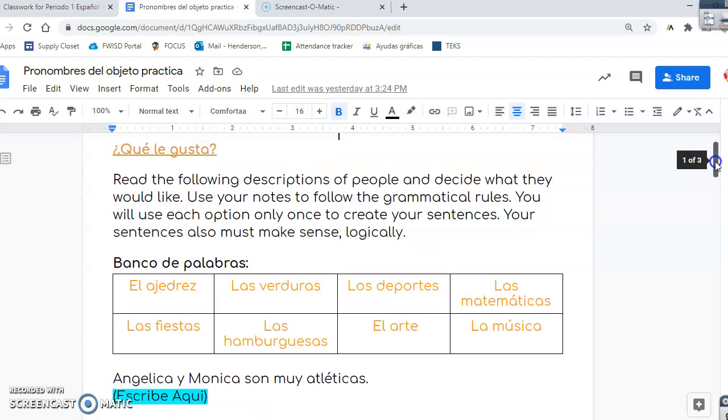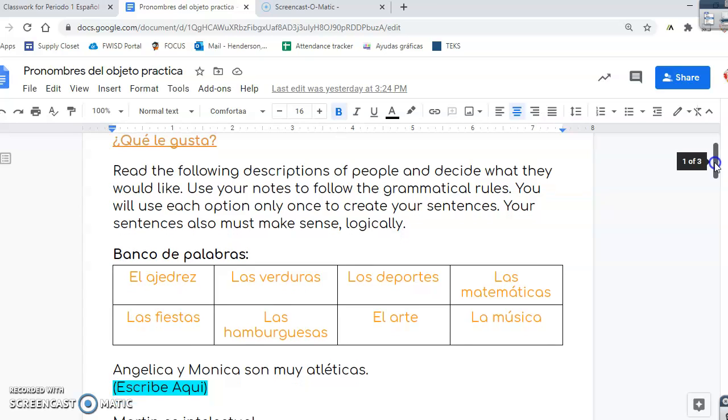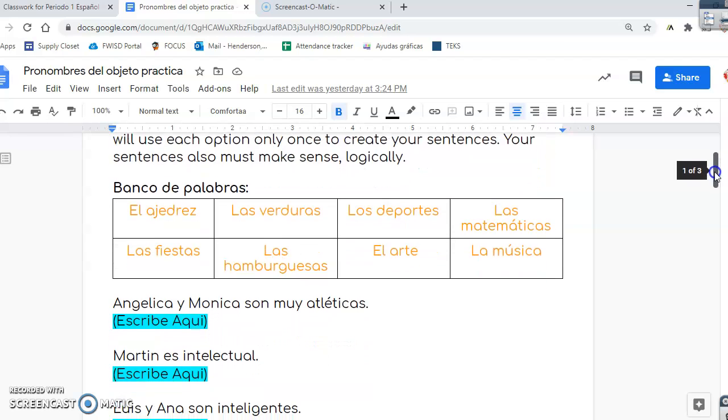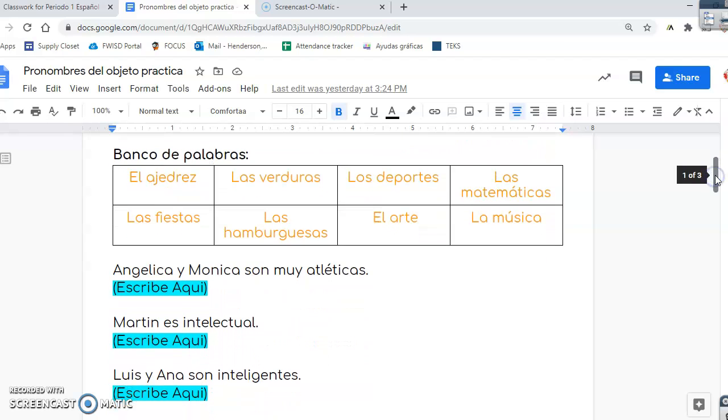It says read the following descriptions of people and decide what they would like using your notes to follow the grammatical rules. You will use each option only once to create your sentences, and your sentences must also make sense logically. Basically, I have a word bank here: el ajedrez, las verduras, los deportes, las matemáticas. You can read, okay? And then we have a sentence that says Angélica y Mónica son muy atléticas.